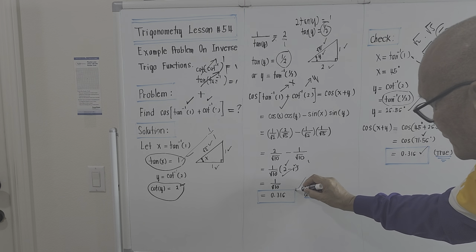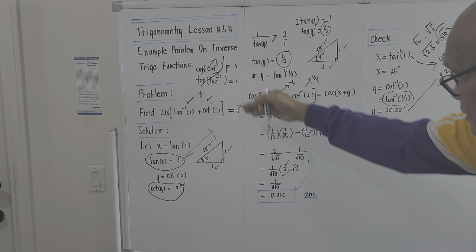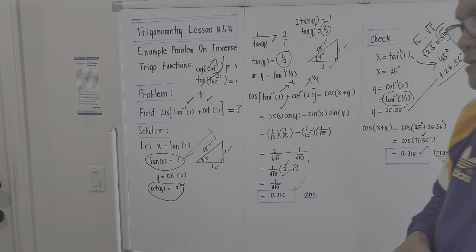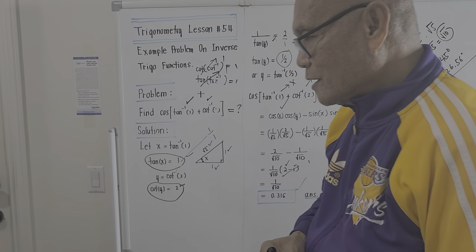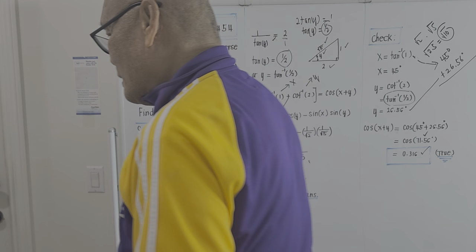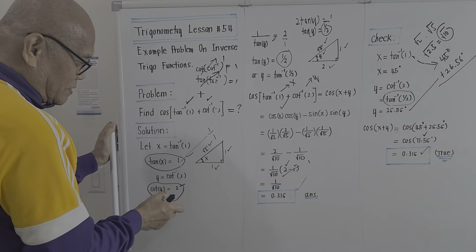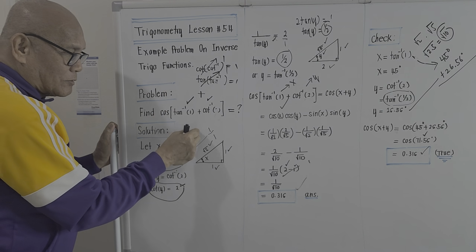So this is the answer by using the inverse trigo function solution. And as you check, we solved for the angles, then we took the cosine, the value is still 0.316. So our answer is actually correct. Okay, that's it guys. That's the solution of the given problem, in which the given problem involves inverse trigonometric functions, that is arctangent and arcotangent.